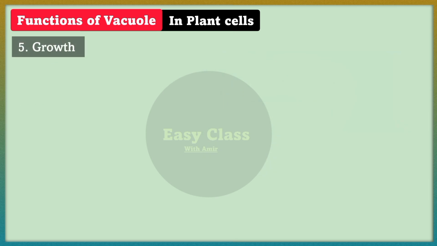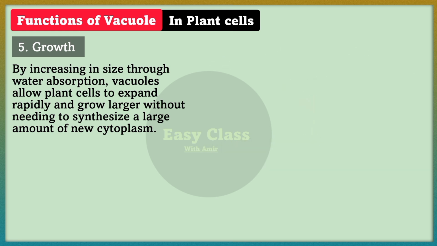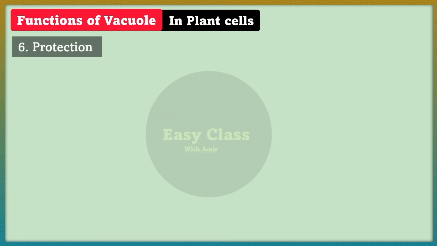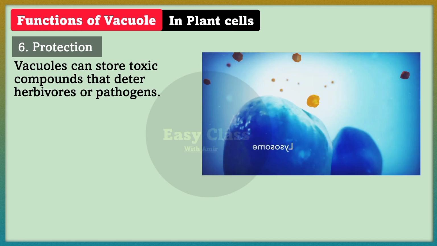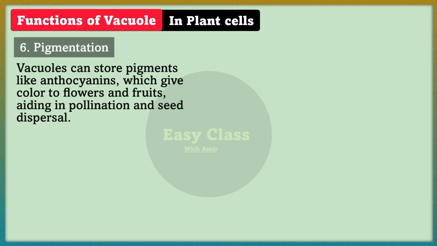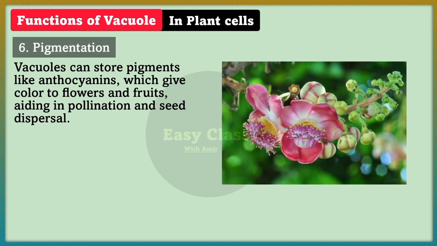Growth. By increasing in size through water absorption, vacuoles allow plant cells to expand rapidly and grow larger without needing to synthesize a large amount of new cytoplasm. Protection. They can store toxic compounds that deter herbivores or pathogens. Pigmentation. Vacuoles can store pigments like anthocyanins, which give color to flowers and fruits, aiding in pollination and seed dispersal.